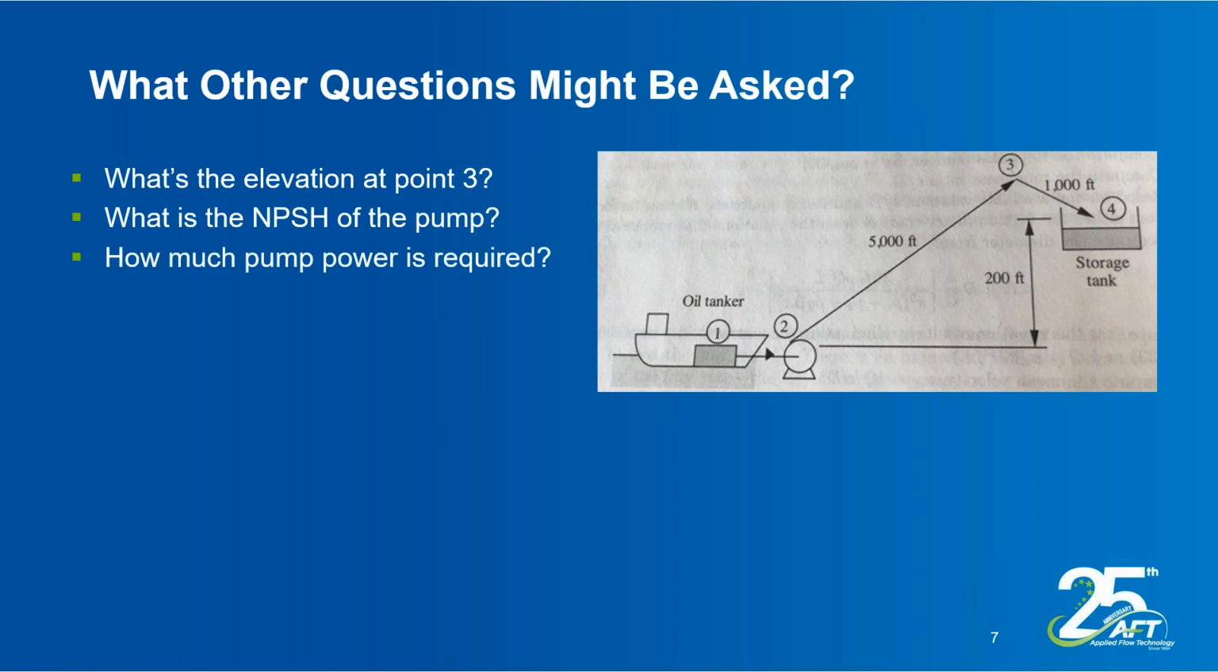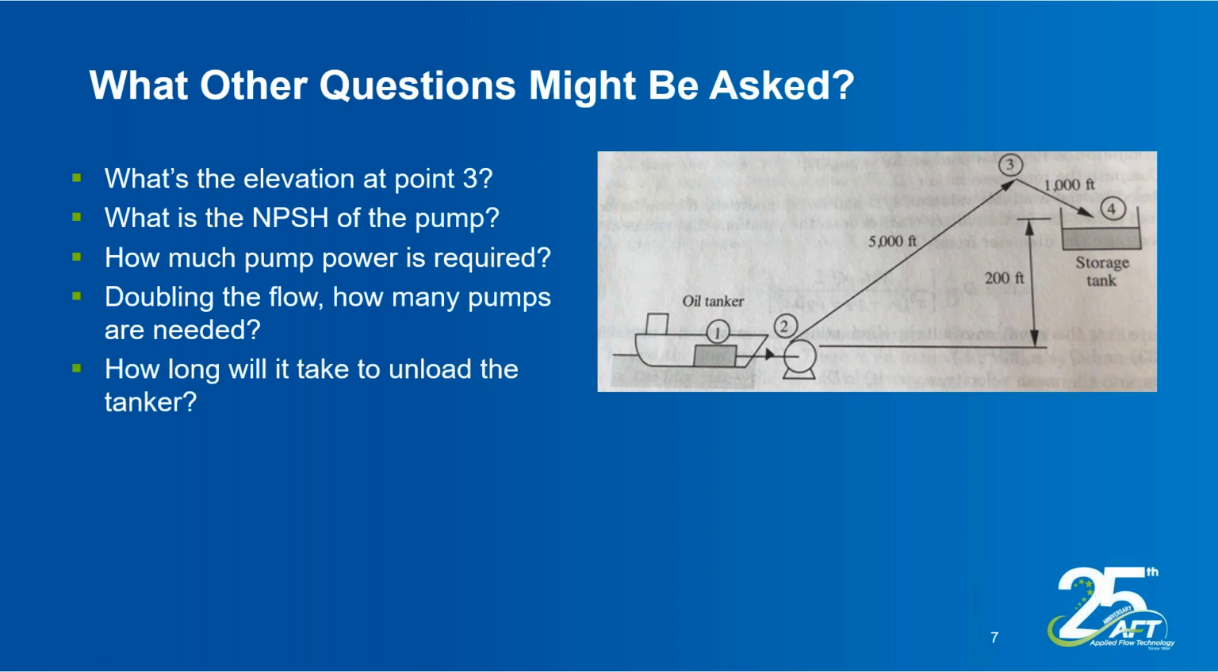How much pump power is required? If you were to double the flow, how many pumps would be needed? How long would it take to unload the tanker? Will the flow rate actually stay constant? The example assumed a flow rate of 506 gallons per minute. That's what it based all the calculations on.